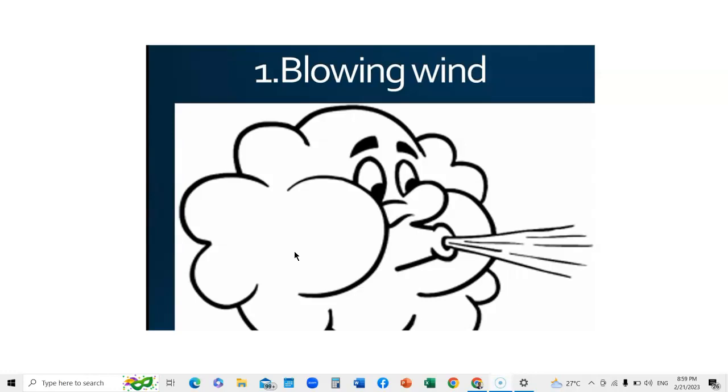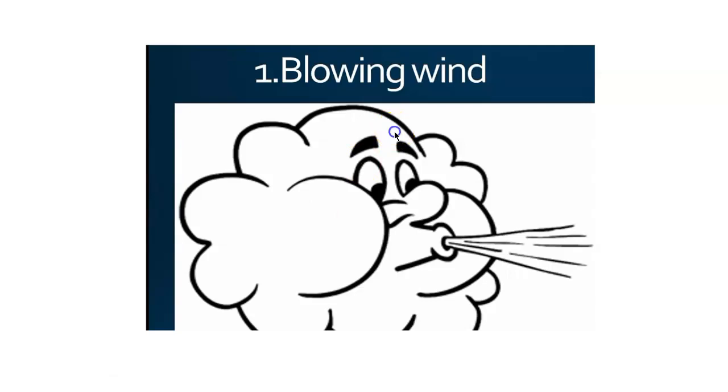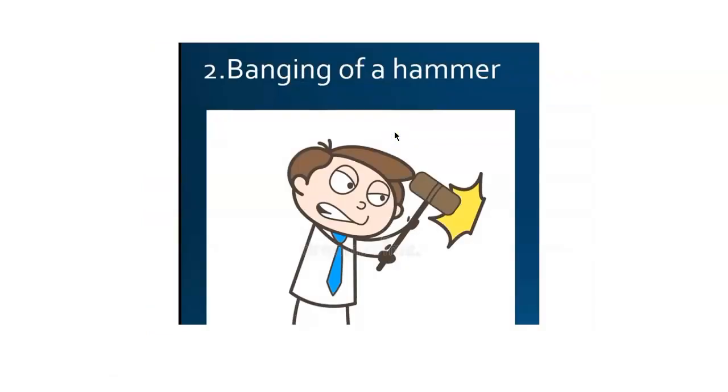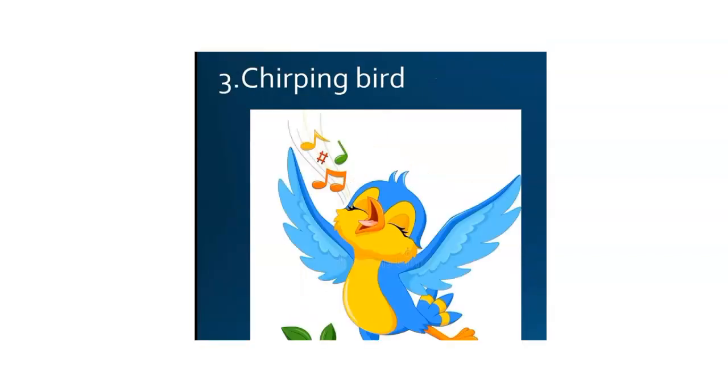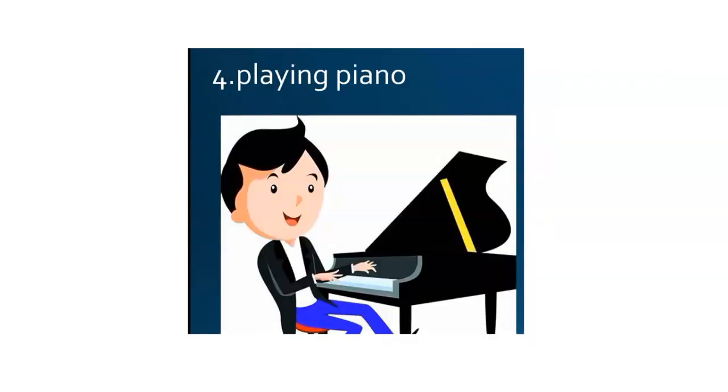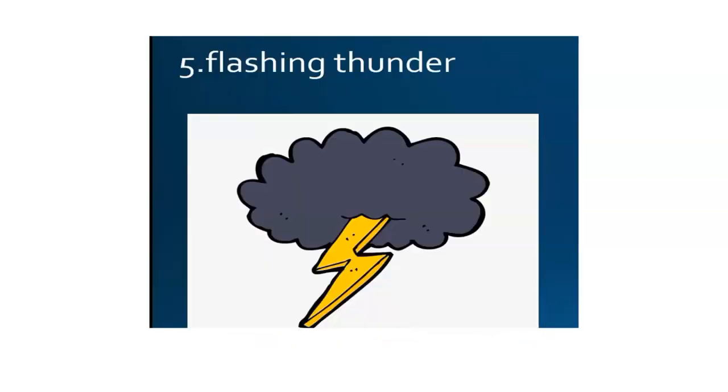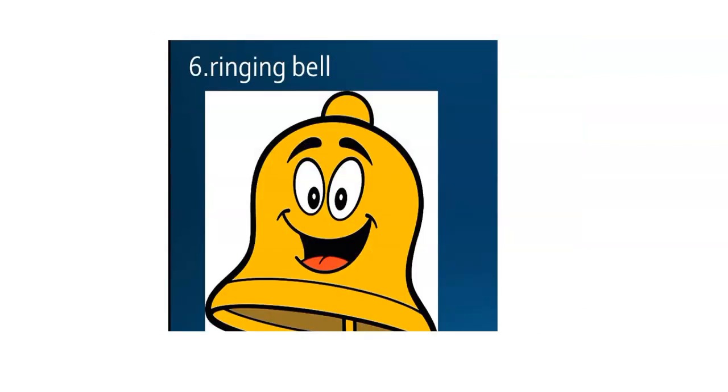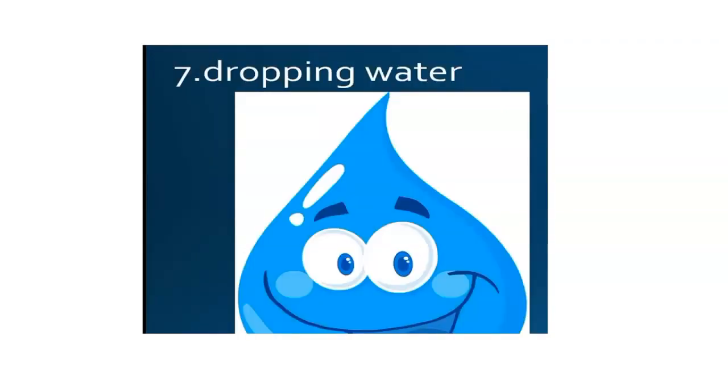Okay, number 2, banging of a hammer. Is it S or L? L. Number 3, chirping bird. Is it S or L? S. Number 4, playing piano. Is it S or L? S. Number 5, flashing thunder. Is it S or L? L. Number 6, ringing bell. Is it S or L? L. Very good. Number 7, dropping water.